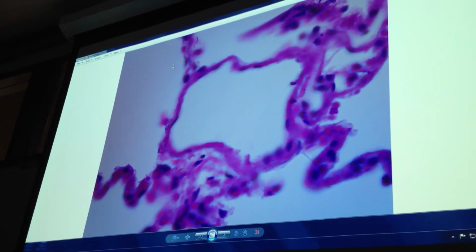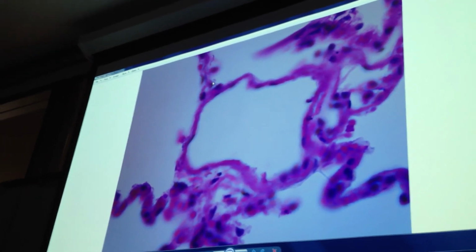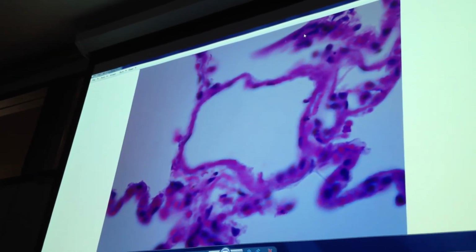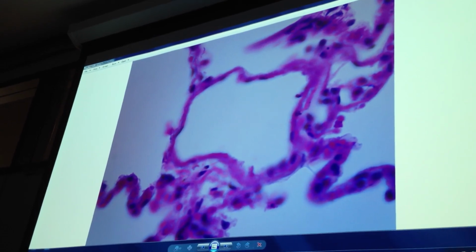Didn't you say earlier, though, that elastic fibers stay pink? No, black. Dark. Like this guy up there. And collagen fibers.